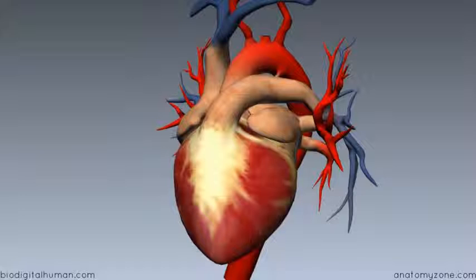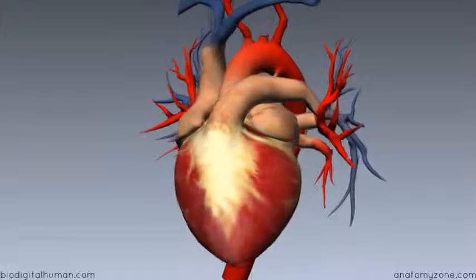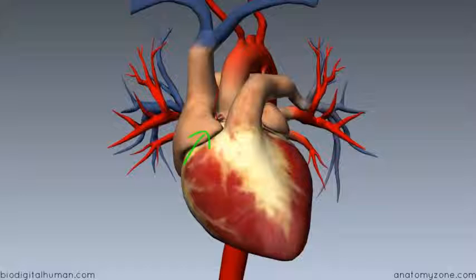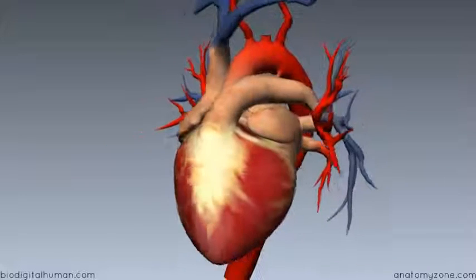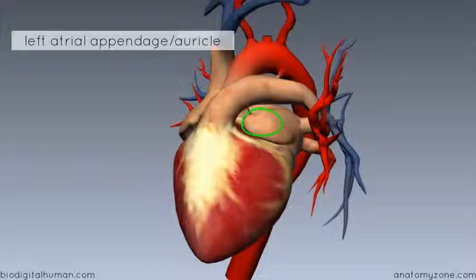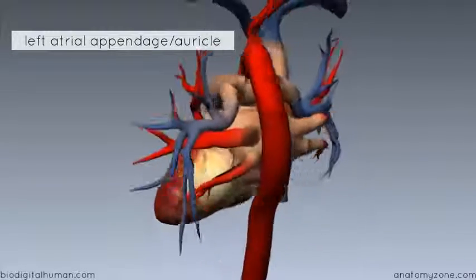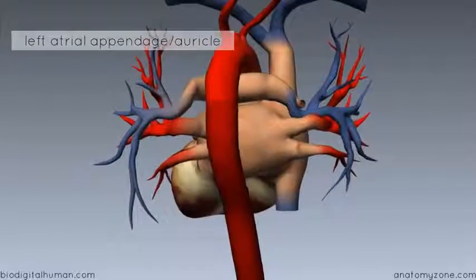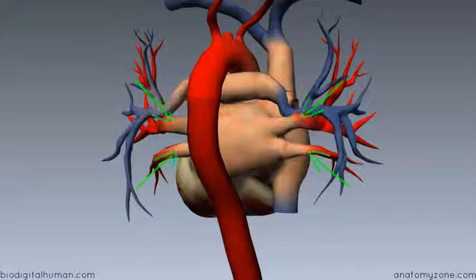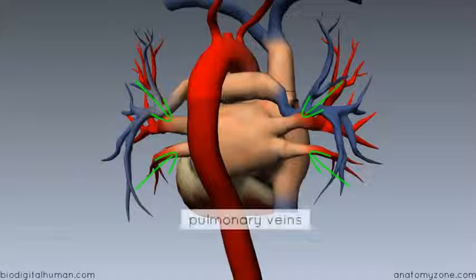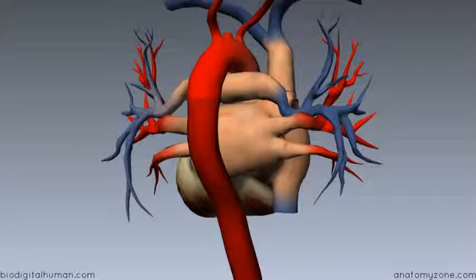So the left atrium, externally you can see this appendage here. Just like on the right side you've got the right atrial appendage or auricle, you've got the same on the left side. So you've got this left atrial appendage. And then if I rotate the model around posteriorly, you can see these 4 veins entering into the left atrium. These are the pulmonary veins, and they carry oxygenated blood from the lungs back into the left side of the heart. So the function of the left side of the heart is to pump blood out to the rest of the body, oxygenated blood to the rest of the body.